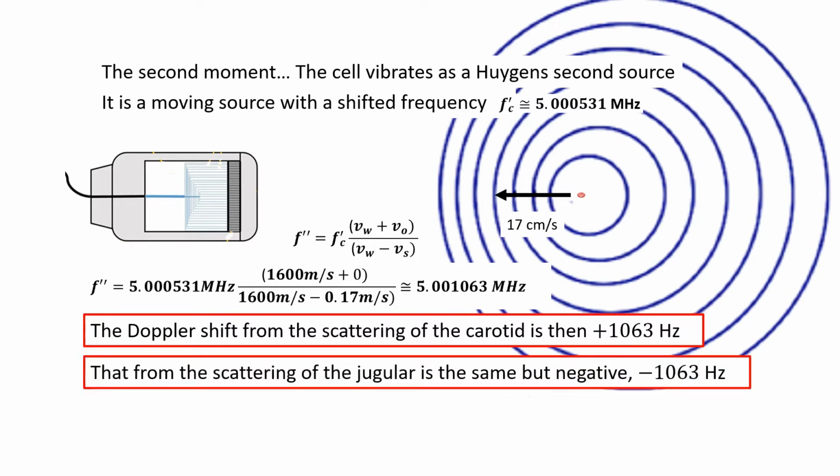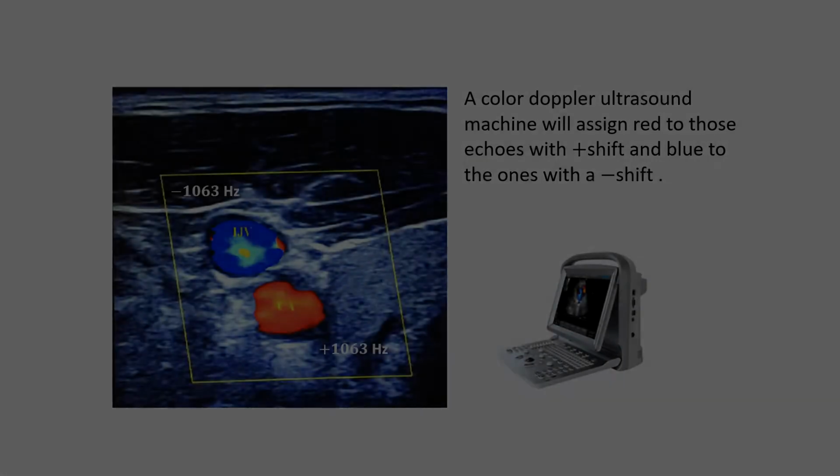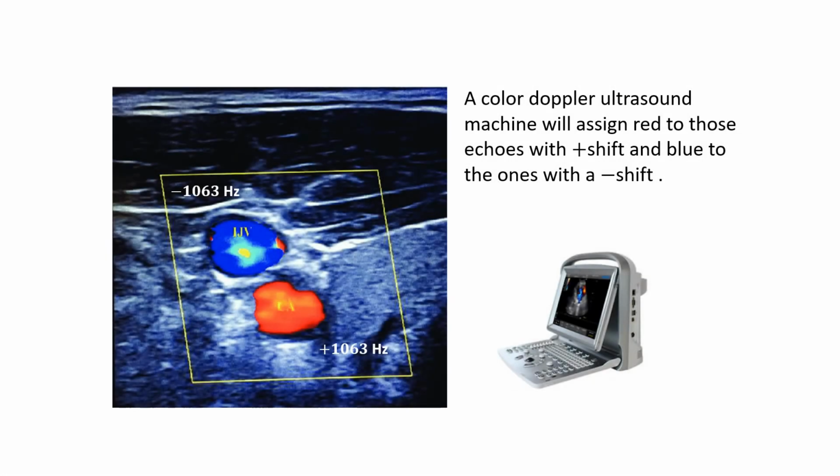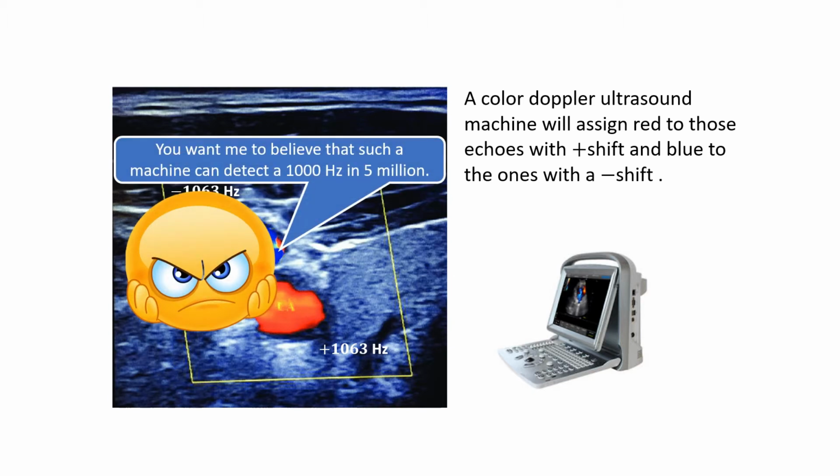While that from the scattering of the jugular is the same but negative, minus 1063 Hz. A color Doppler ultrasound machine will assign red to those echoes with a plus shift and blue to the ones with a minus shift. And you want me to believe that such a machine detects 1000 Hertz in 5 million?